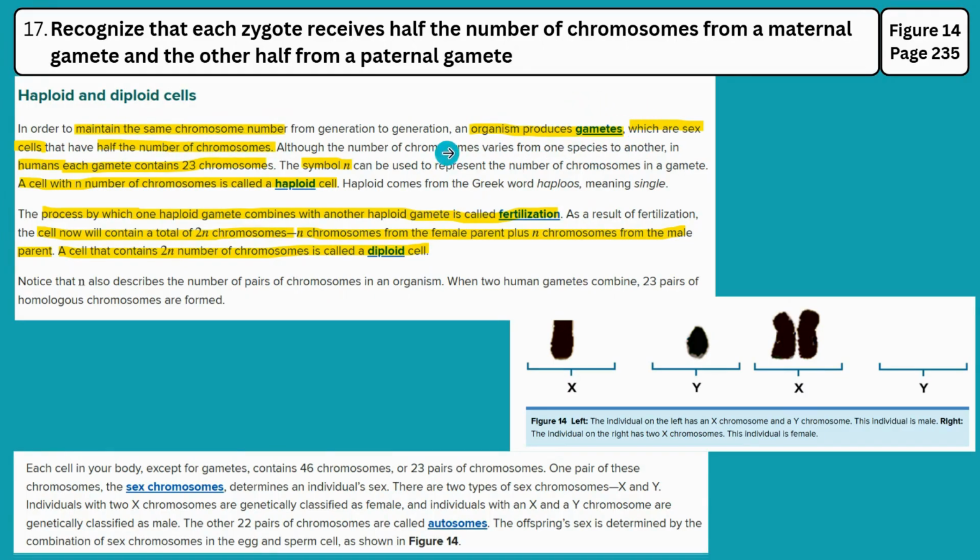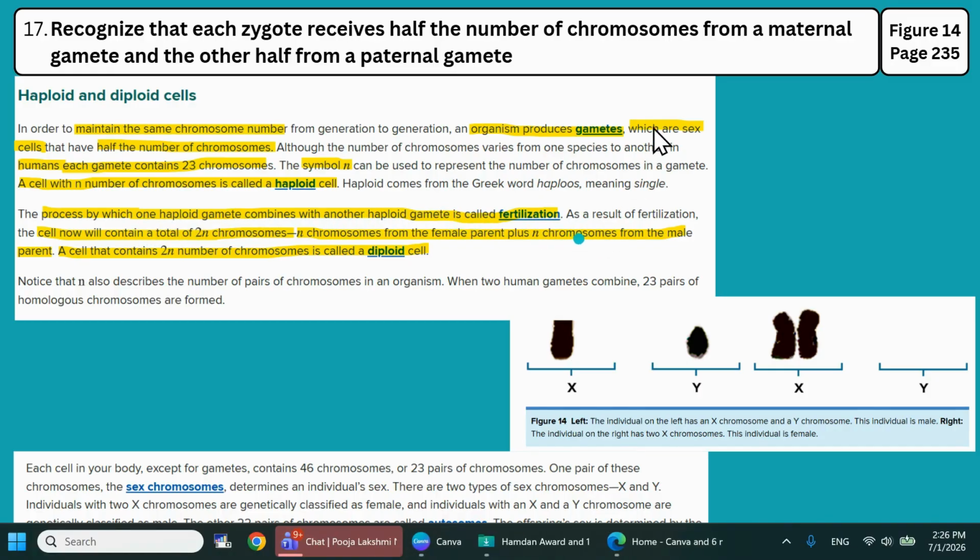Organisms produce gametes. Gametes are sex cells. They have half the number of chromosomes. In humans, each gamete contains 23 chromosomes, and n is used to represent the number of chromosomes in a gamete. So whatever the number of chromosomes in a gamete, we call it n. A cell which has n chromosomes is a haploid cell. Haploid actually means single. The process by which one haploid gamete combines with another is called fertilization.